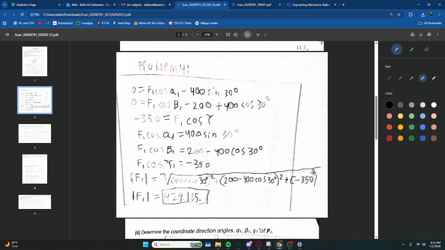F1 cosine of alpha is equal to 400 sine of 30. F1 cosine of beta is equal to 200 minus 400 cosine of 30. And F1 cosine of gamma is equal to negative 350.